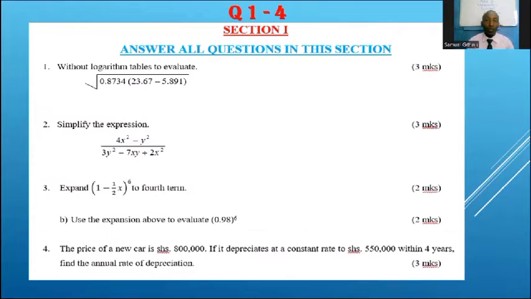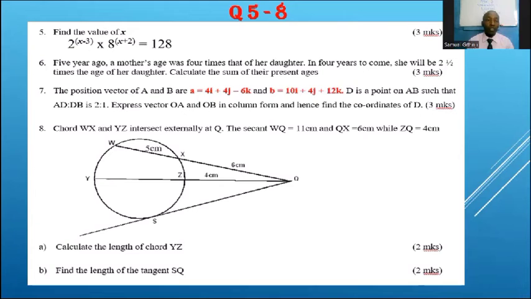Question 1 to question 4, you can see there. The first question, application of logarithm. Question 2, that is quadratic expressions, factorization. Question 3, binomial expansion. Question 4 is commercial arithmetics, especially depreciation. Question 5, indices. That is Form 2 work.